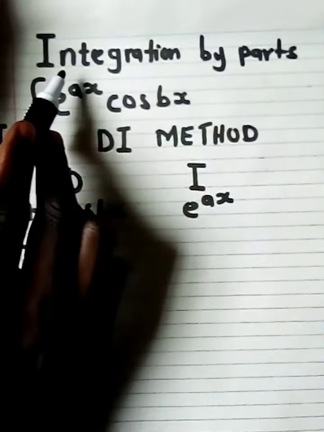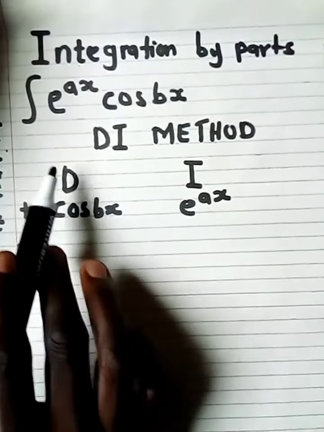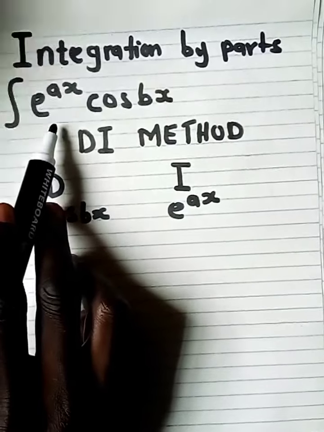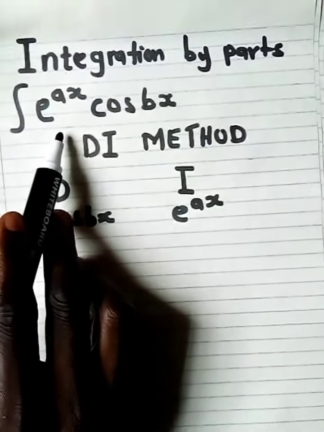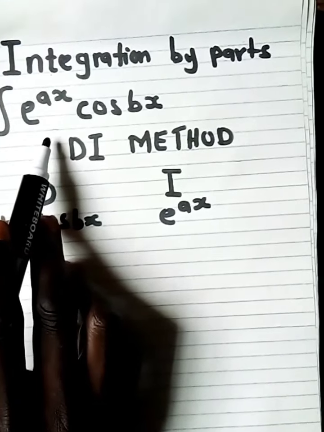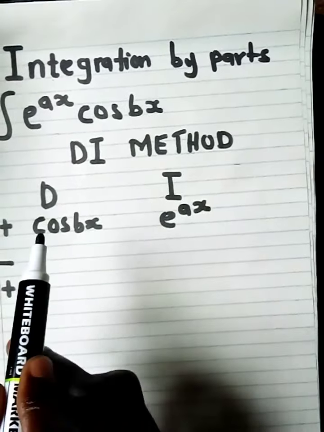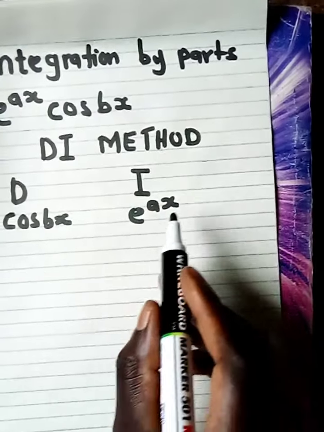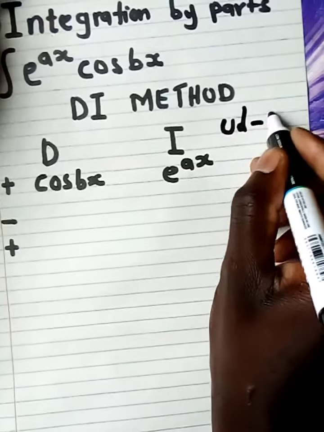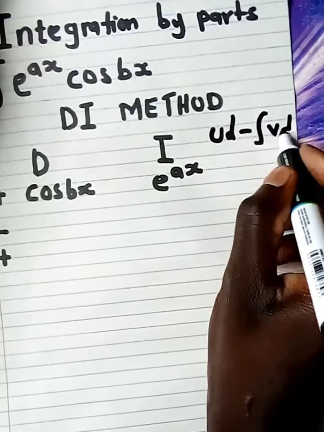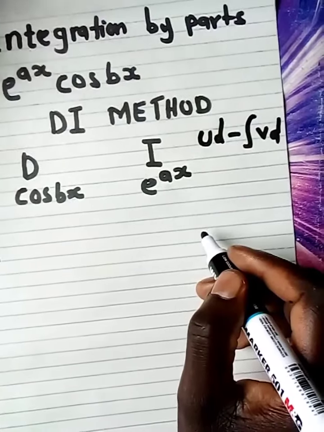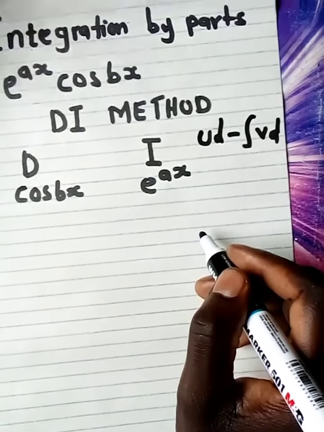So, integration by parts. Generally today I just want to look at the integration of exponential ax cos bx, of which you can go and check also the integration of exponential ax sin bx. So let me use today, you know very well that integration by parts we use integral of u dv minus integral of v du. This formula generally is what I want to use, but I want to use it in a different way, that is the DI method.